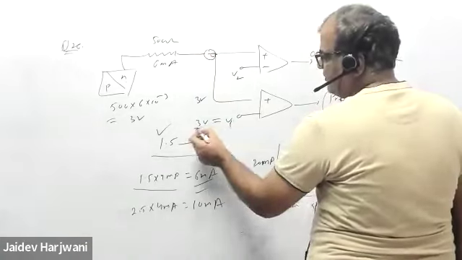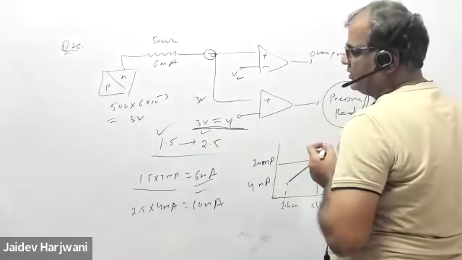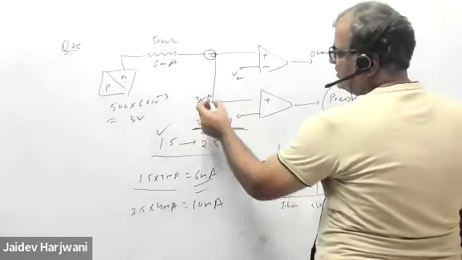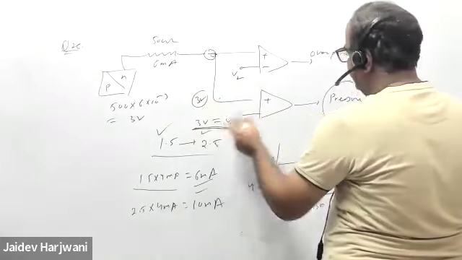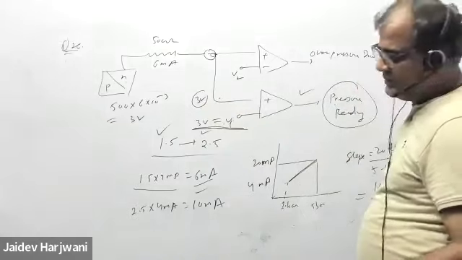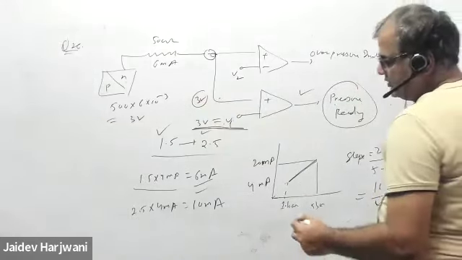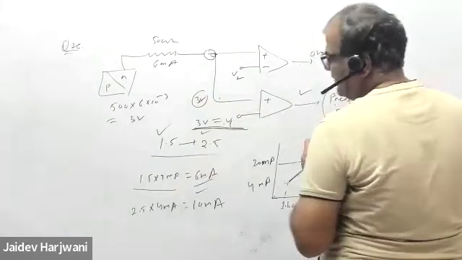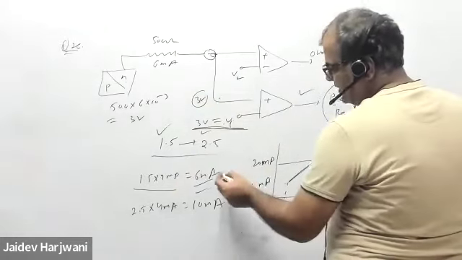So for 1.5, I should fix this as 3 volt, and it is slightly greater than 1.5. This voltage will become slightly greater than 1.5, and this will say the pressure is ready. And when should I stop? I should not go beyond how much bar? 2.5 bar.